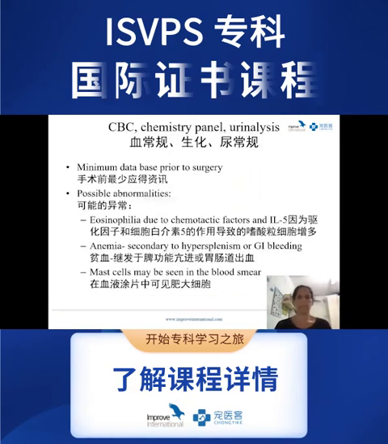So complete staging obviously includes a CBC, chemistry, and urinalysis. We need this minimal database prior to surgery, just for anesthesia reasons. Possible abnormalities we may see on the CBC in dogs with mast cell tumors include eosinophilia due to chemotactic factors and IL-5, anemia secondary to hypersplenism or GI bleeding, and we may even see mast cells circulating in the blood smear.